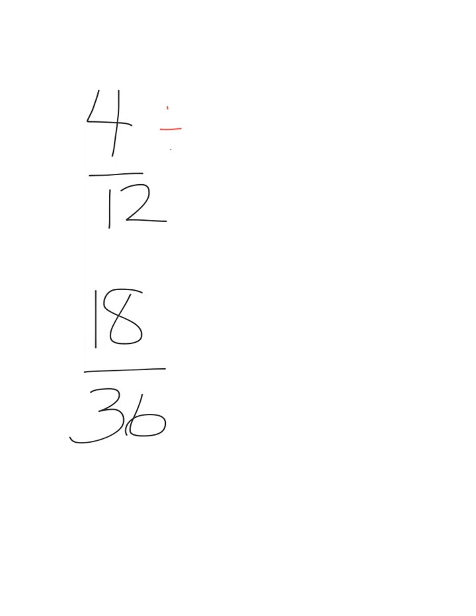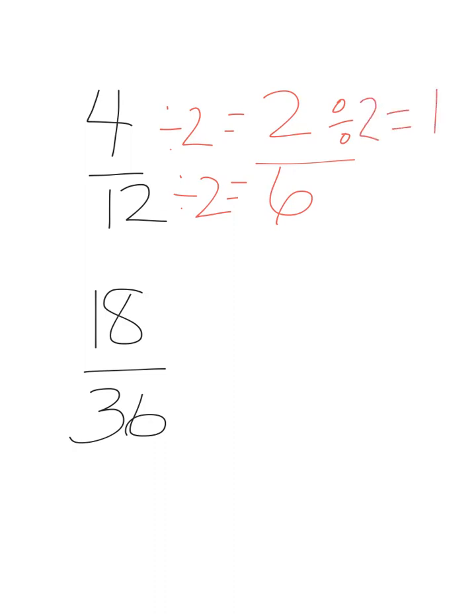I'm going to divide the 4 by 2, and that gives me 2. And then when I divide 12 by 2, the answer is 6. So now I have 2 over 6. But see, now I realize that can also be divided by 2. 2 and 6 can both be divided by 2, so I've got to go again. I do 2 divided by 2, and that gives me 1. And then I do 6 divided by 2, which is 3.